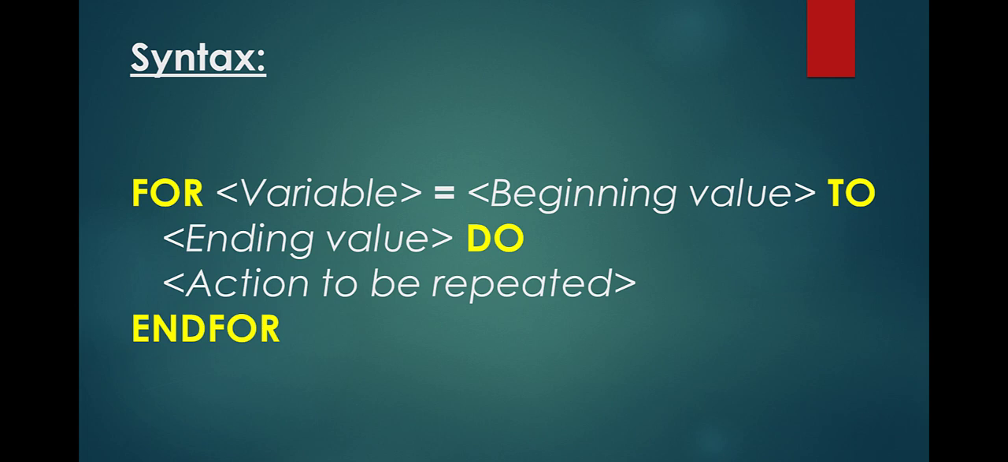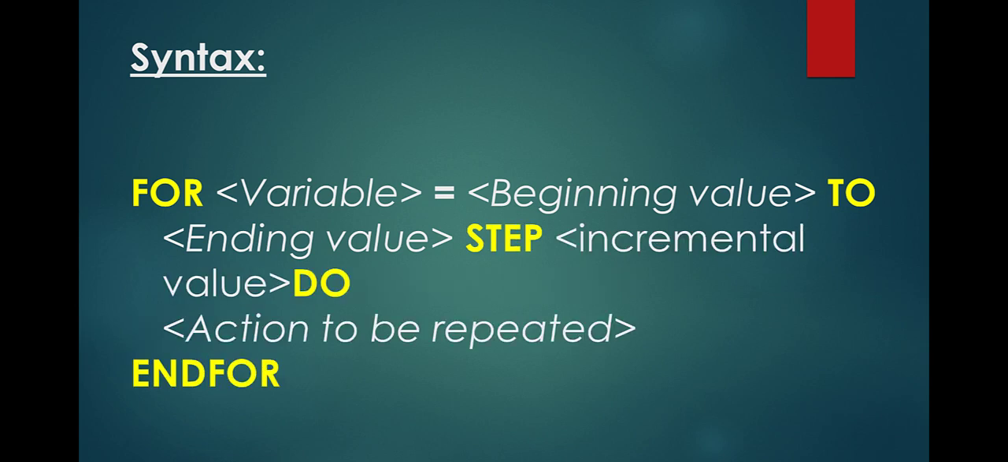There's also a slightly different version of the for loop where we have what we call a step. What that enables us to do is change the incrementation. So instead of incrementing by a value of 1 every time, we can decide to increment by 2, by 10, by 20, and so on.